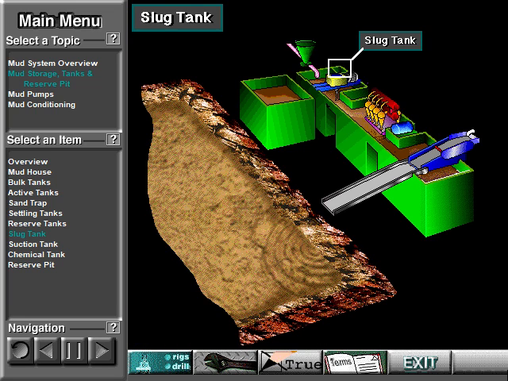A slug tank is a relatively small separate tank, or it may be a small separate part of a larger tank. The crew uses the slug tank to mix a slug. A slug is a small amount of heavy mud that is pumped down the string.